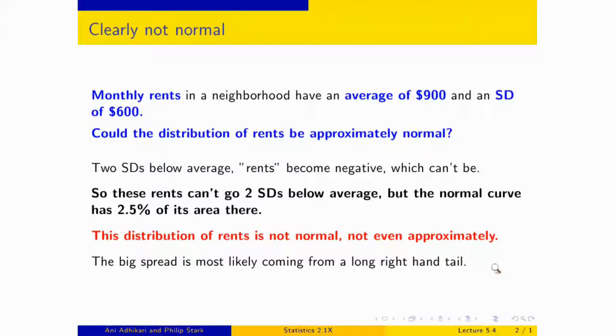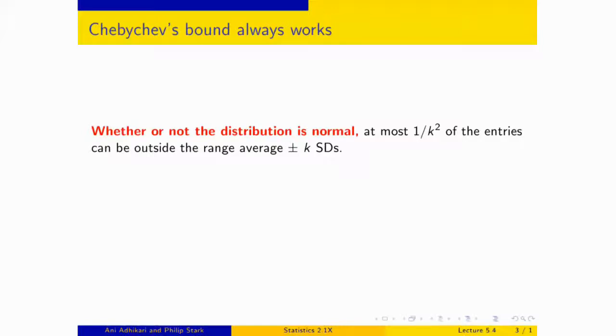The point is that comparing this average of 900 to this SD of 600 in a non-negative variable, you know the variable can't be approximately normal. So if it's not approximately normal, then what can you say about it? You still have Chebychev. Chebychev's bound always works. No matter what the distribution, doesn't matter how awful the shape, at most 1 over k squared of the data can be outside the range average plus or minus k SDs.